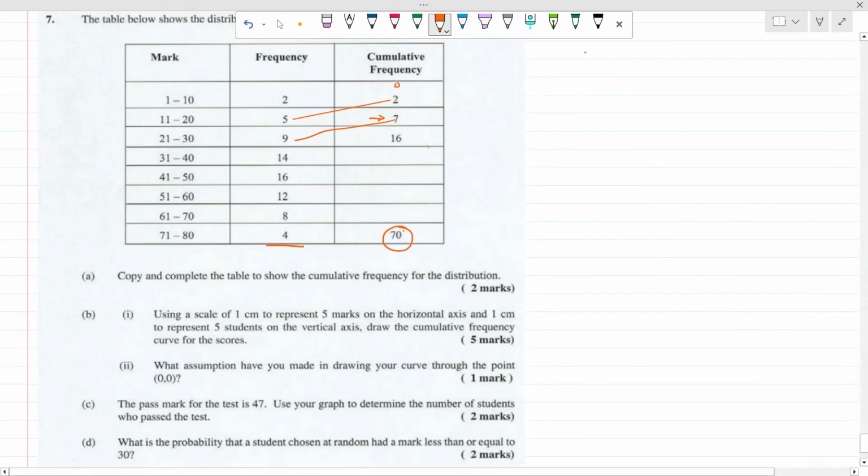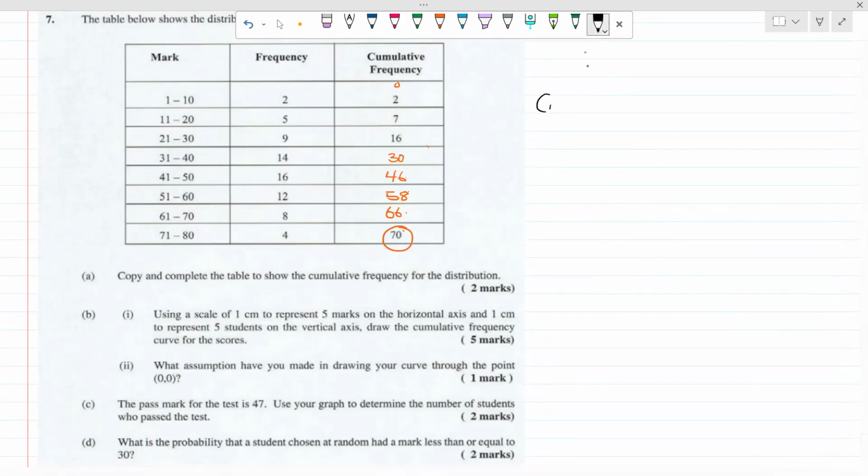7 plus 9 is giving us 16. 16 and 14 is going to give me how much? 30. 30 and 16 is going to give me 46. 46 and 12 will give me 58. 58 and 8 is going to give me 66. And 66 and 4 is giving me the 70. Everybody understand how to compute a cumulative frequency column?